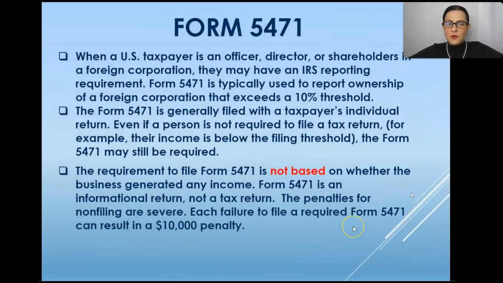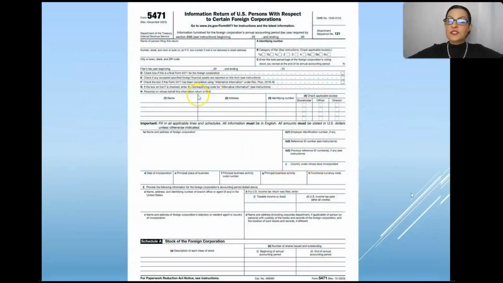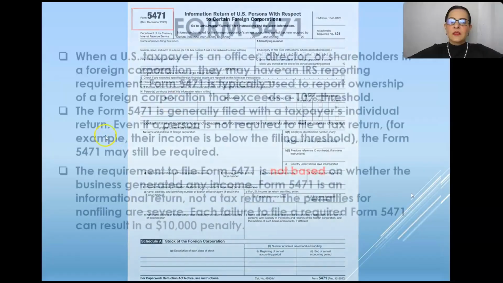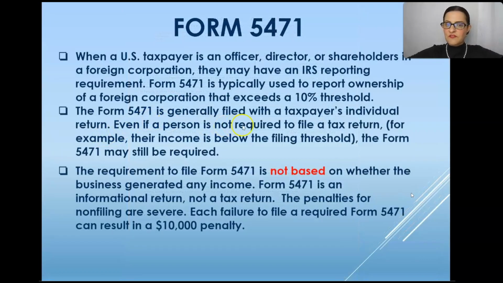Form 5471. When a U.S. taxpayer is an officer, director, or shareholder, merely holding shares in a foreign entity will trigger this filing requirement. An officer, director, or shareholder in a foreign corporation may have an IRS reporting requirement. Form 5471 is typically used to report ownership of a foreign corporation that exceeds a 10% threshold. The Form 5471 is generally filed with a taxpayer's individual return.